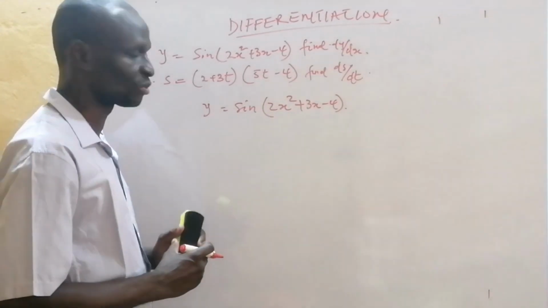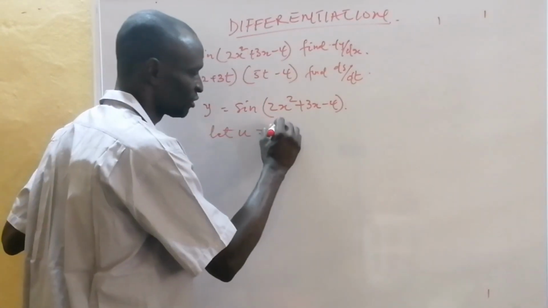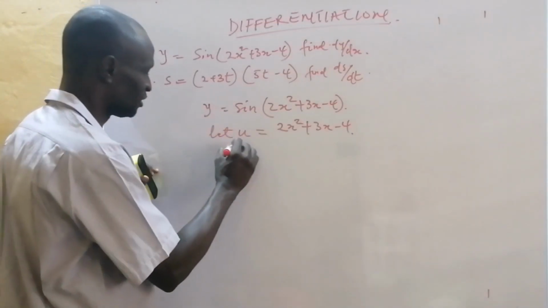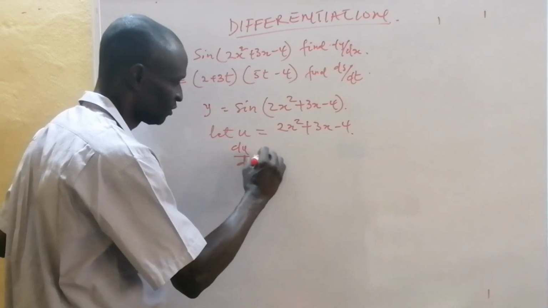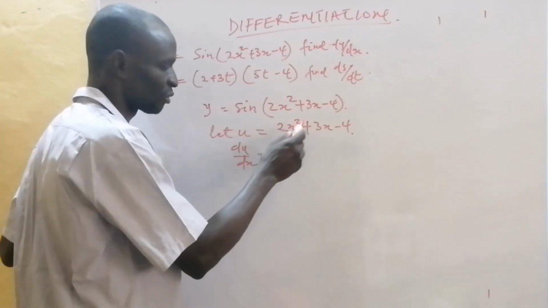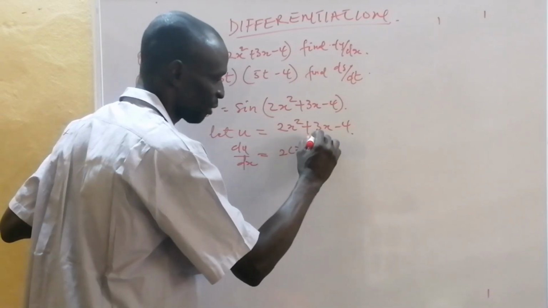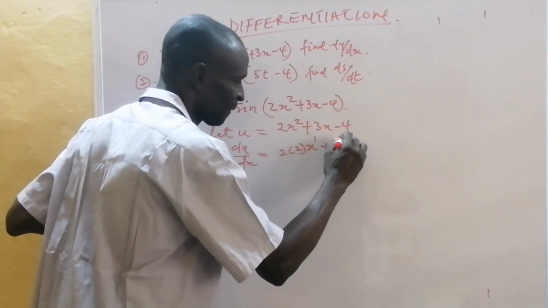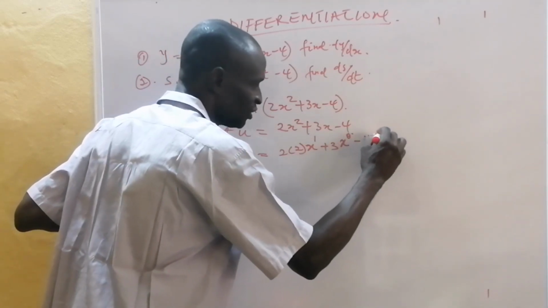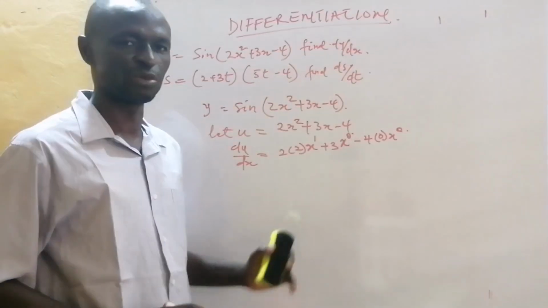Let's first start with the 2x squared plus 3x minus 4. We'll say let u equal 2x squared plus 3x minus 4. Now du/dx will equal, if you are differentiating 2x squared, you differentiate x squared, that becomes 2 times 2x raised to power 1, plus 3 times x raised to power 0, minus 4 times 0 x raised to power 0. Now, this is from differentiating with a formula.